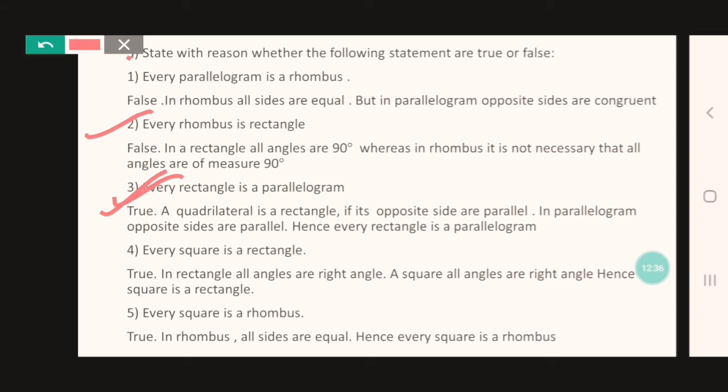Okay. The next one, every square is a rectangle. Now here, this is a true statement. Every square is a rectangle. In a rectangle, all angles are 90 degree. In square also, all angles are 90 degree. In a rectangle, opposite sides are equal. In square also, if we consider the opposite side, they will be equal only.